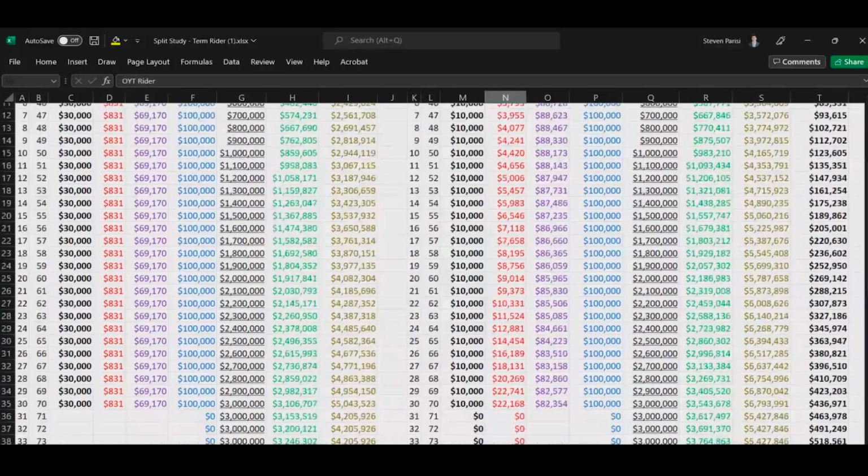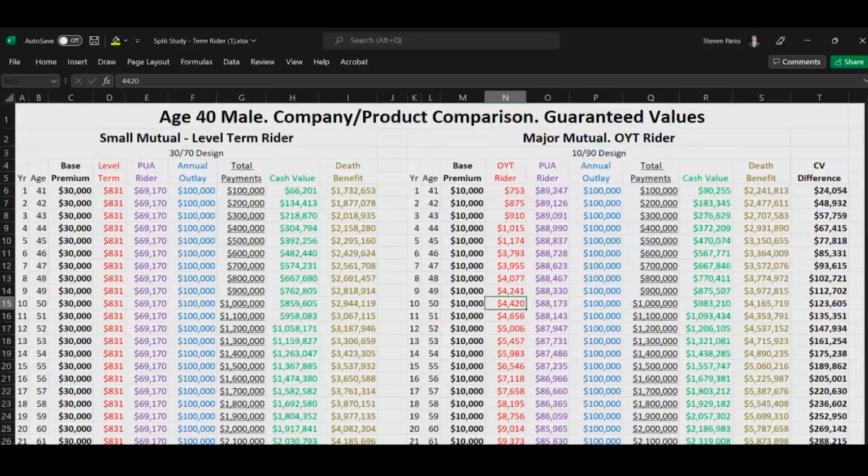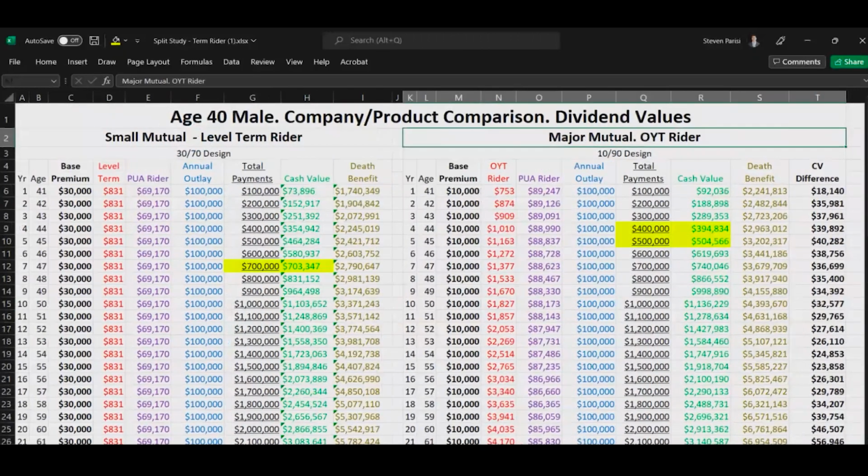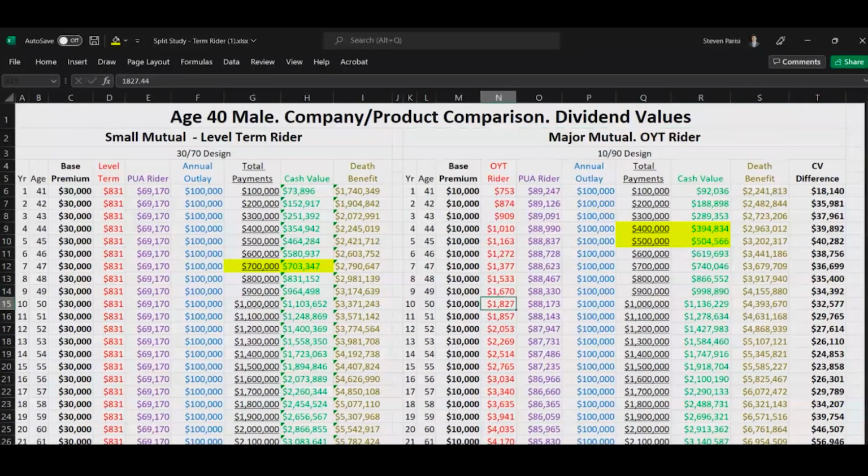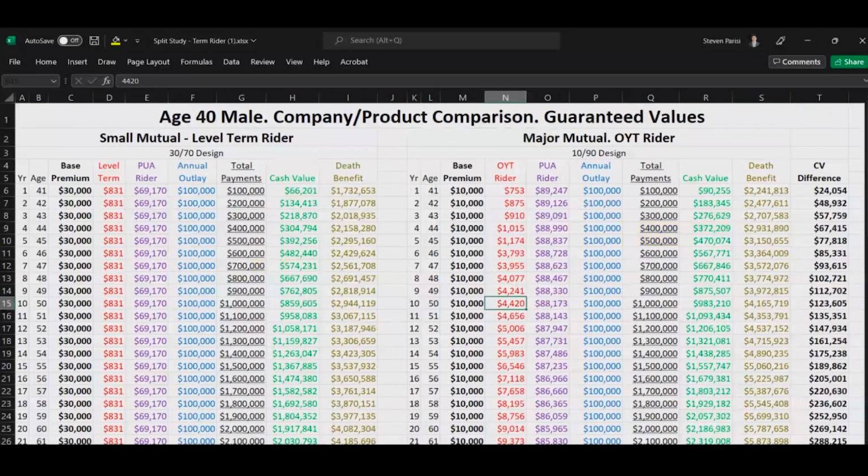And look at the 1-year term cost. I almost forgot to explain this. What do you notice here? Look at year 10, you're at 44.20 on the guarantees. Go back to the non-guarantees. Year 10, you're at 18.27. The costs are higher here based on the guarantees because the company reserves the right to increase that term rider charge. However, the cash value reflects those increased costs.